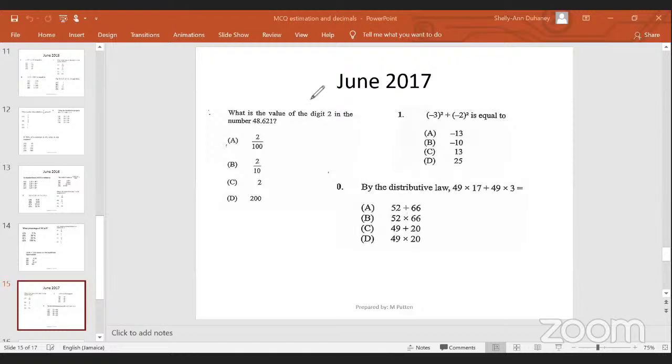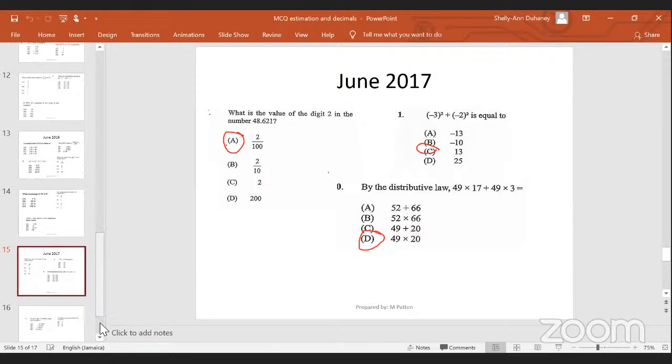And we basically did all these questions. So what is the value of the digit 2 in the number 48.621? We said that the answer was A. 1 would be E. Negative 3 times negative 3 plus negative 2 times negative 2 is 30. And then the one there, D. C. B. All right. 2 more slides.